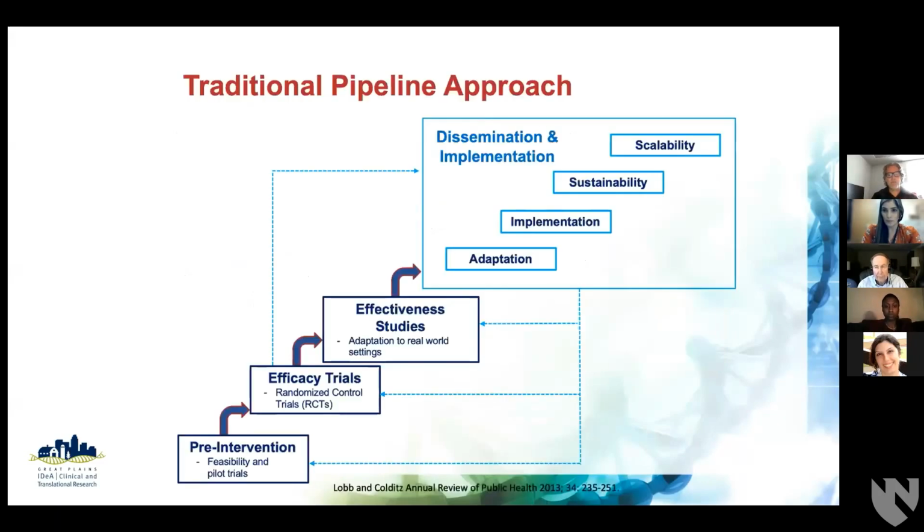When we think about dissemination and implementation science and clinical and translational research, it is near the end of that spectrum, right? We start with pre-intervention, which could be mechanistic studies or feasibility and pilot trials, until we come up with a candidate health application that we can test in an efficacy trial. And once we've tested it in an efficacy trial, which means we're testing it under ideal conditions, right?